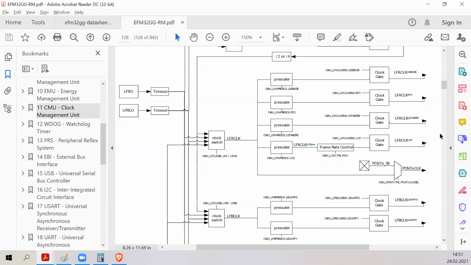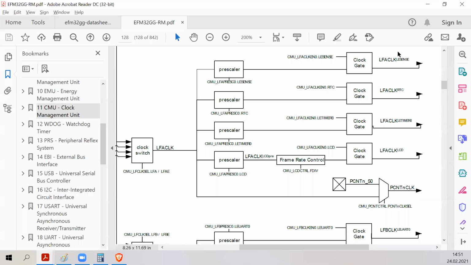So we can see here all peripherals that start with LE basically are the ones that can be run from low frequency oscillator. For example, real-time clock, and this is the important one. The real-time clock is usually left running so that there is some source that wakes up the microcontroller when it needs to be woken up.